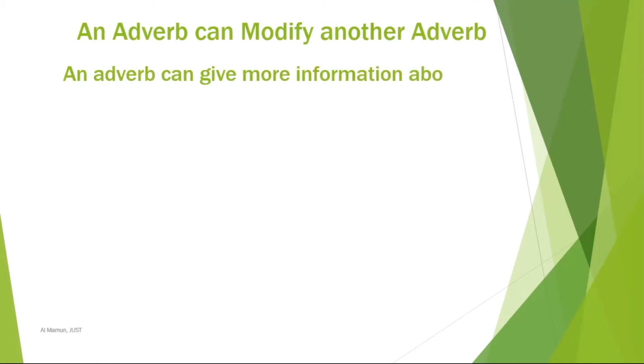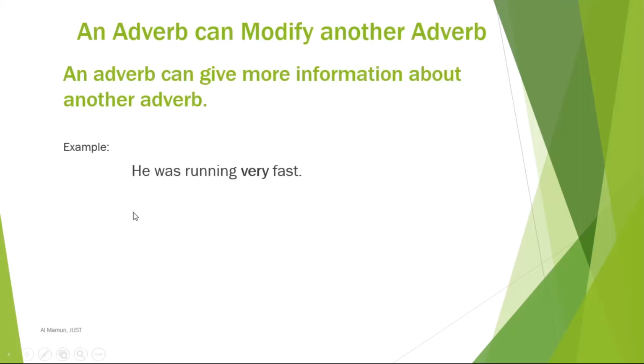An adverb can modify another adverb. An adverb can give more information about another adverb. Example: he was running very fast. So here fast is an adverb which modifies the verb running, but here very is also modifying another adverb. So how fast was he? Very fast. So now this is also an adverb. This is also called intensifier, and it is modifying another adverb, fast.